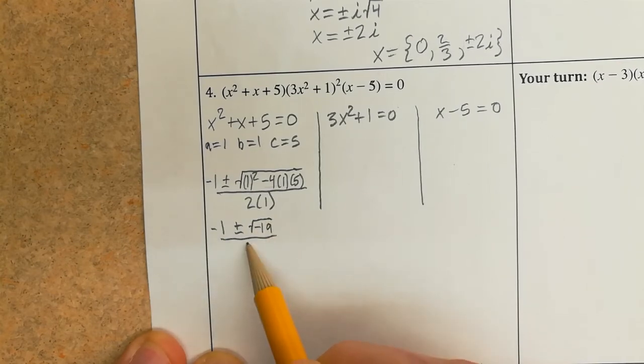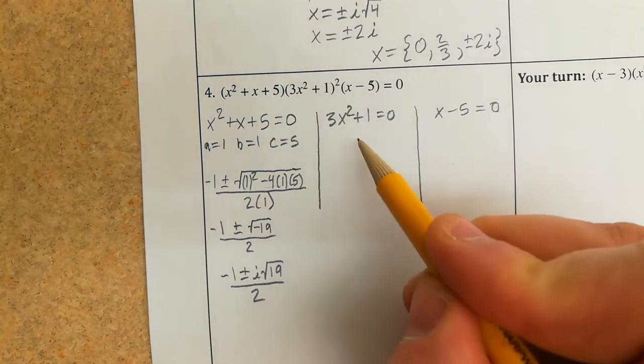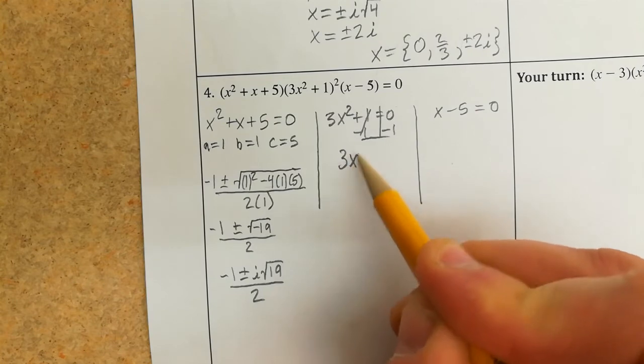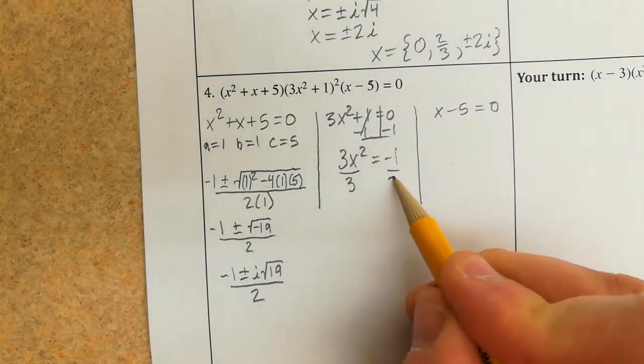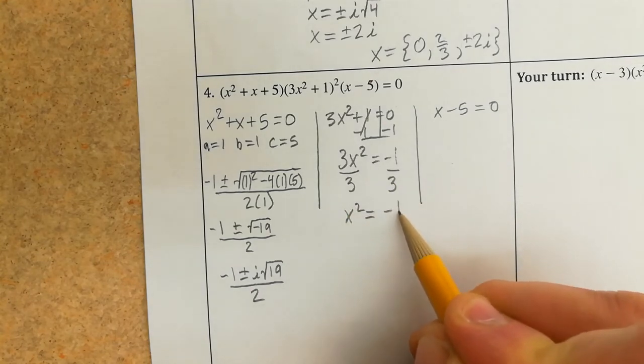over 2. We have a square root of a negative number, so that means we have an i that can come out. And the square root of 19 is not going to break down. And that's all we can do. So those are actually 2 of our solutions. Negative 1 plus i root 19 over 2 and negative 1 minus i root 19 over 2. Right here, we would take away 1 on both sides. We get 3x squared equals negative 1. Then we would have to divide by 3 before we do the square rooting. So we get x squared equals negative 1 over 3.